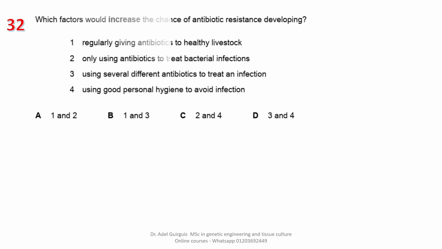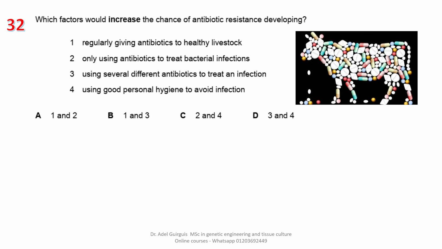Number 32. Which factors would increase the chance of antibiotic resistance developing? Number 1, regularly giving antibiotics to healthy livestock. Sure, giving cattle and healthy livestock antibiotics more regularly will increase the chance of antibiotic resistance developing, like MRSA, for example. This number 1, it's okay. This increases the chance. What about 2? Only using antibiotics to treat bacterial infections.